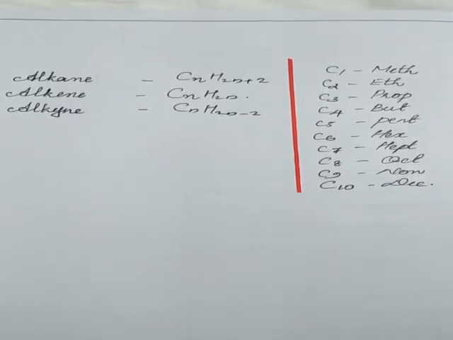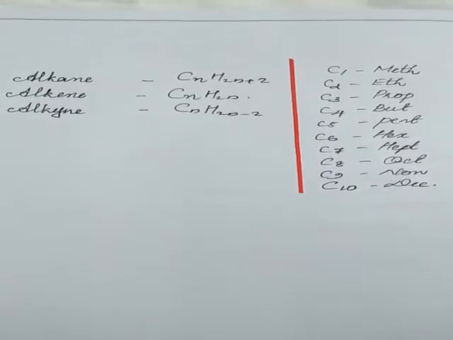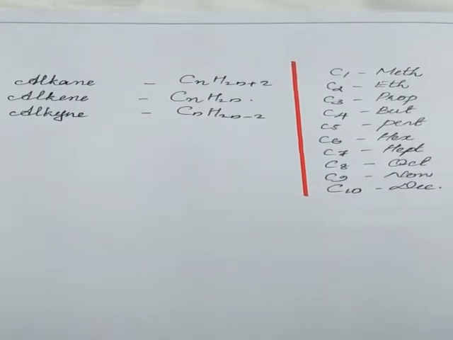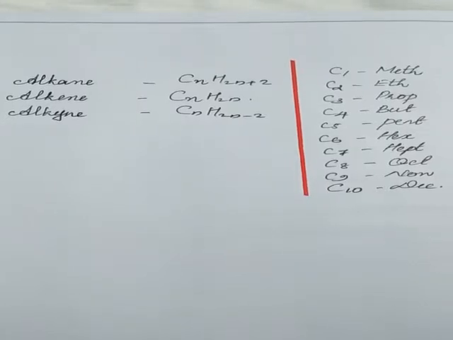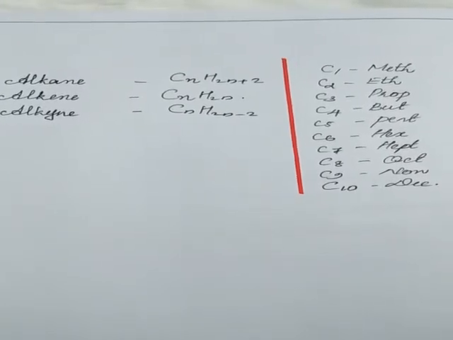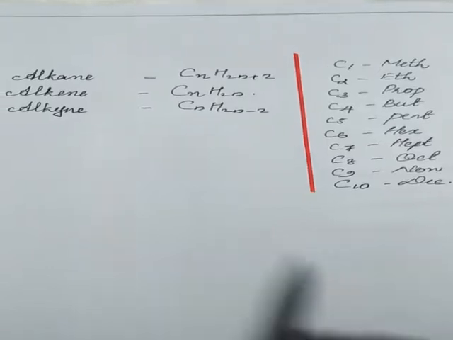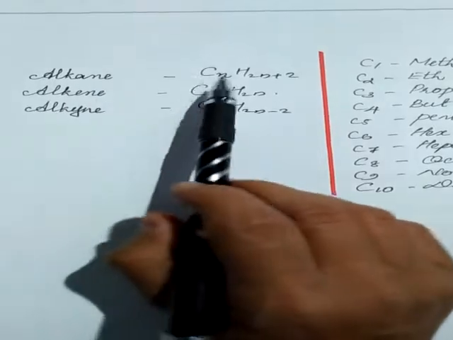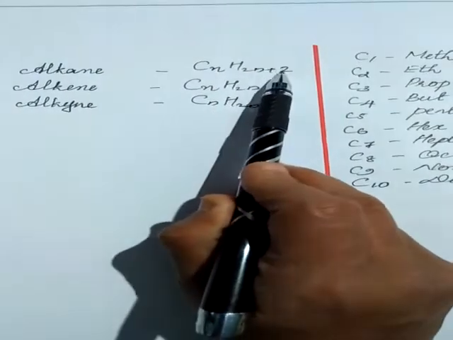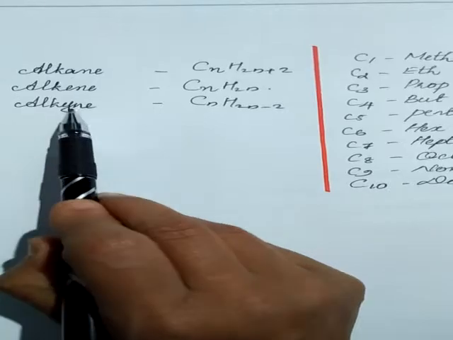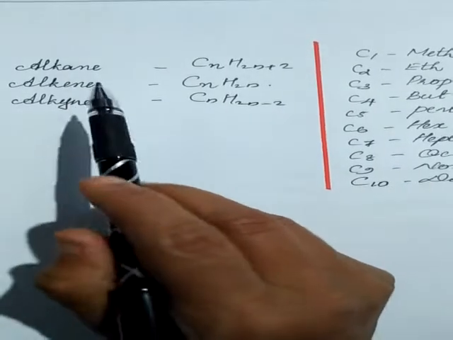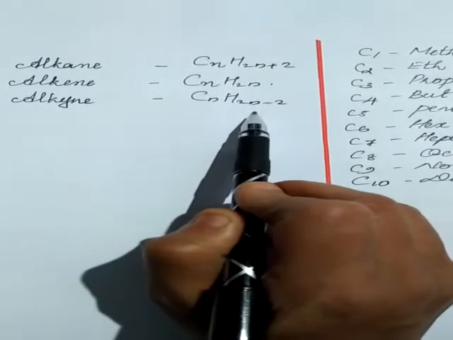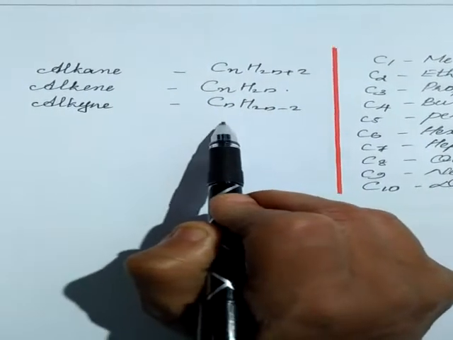Before we start our session, I would like to remind you of the things which you have to learn in this part. First, we already learned that hydrocarbons are divided into two, saturated and unsaturated hydrocarbons. Here you can see alkanes are saturated hydrocarbons. They have a general equation CnH2n+2. Alkenes and alkynes are unsaturated hydrocarbons which have the equations CnH2n and CnH2n-2 respectively.